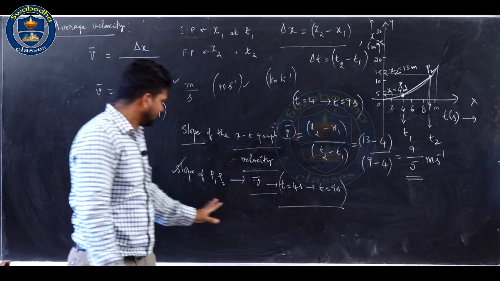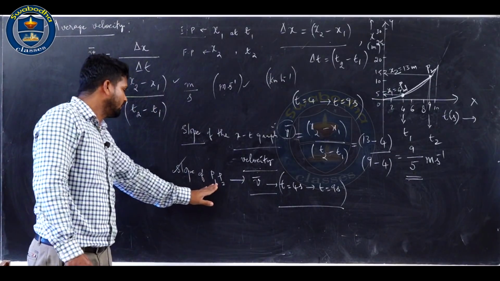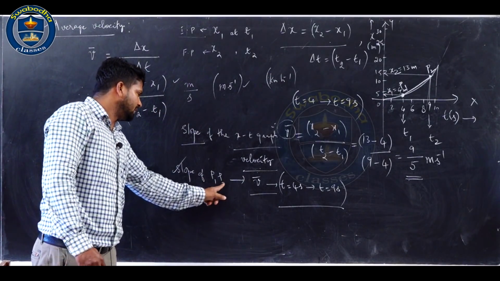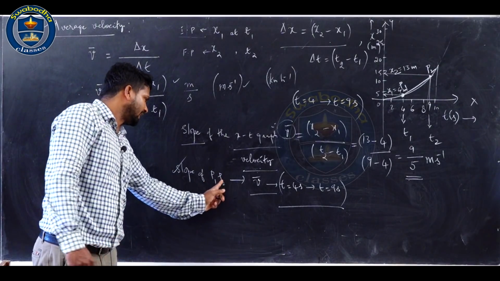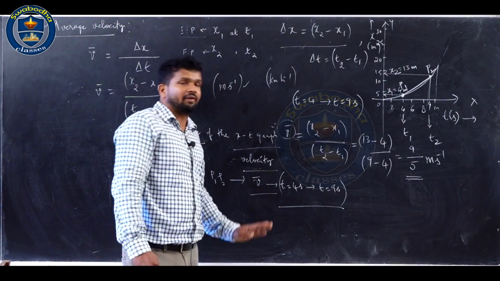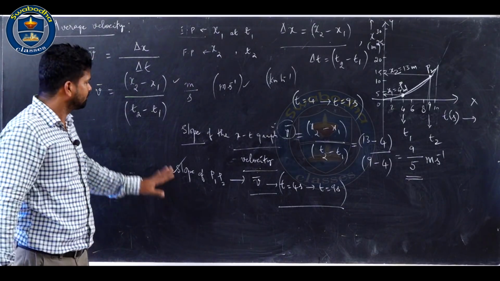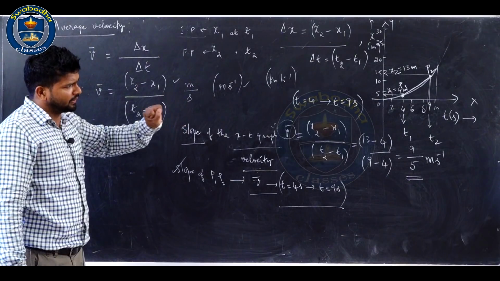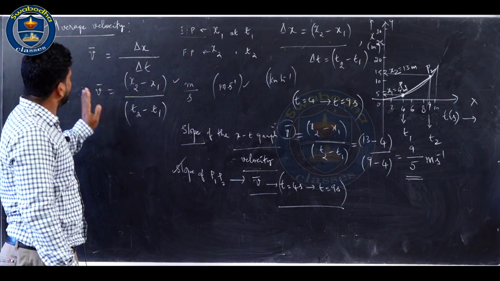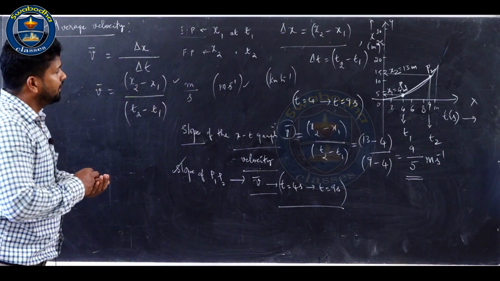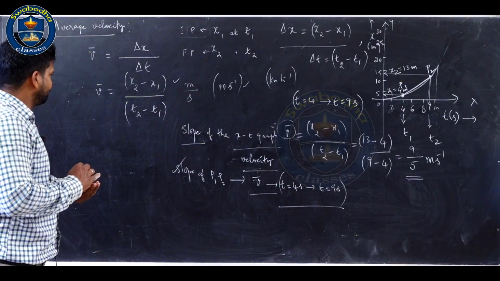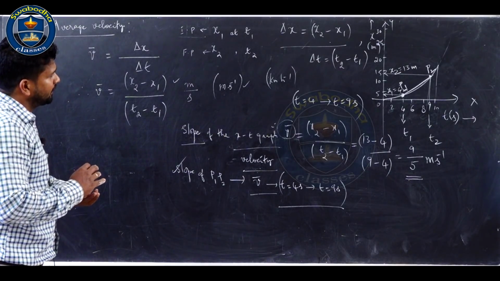So you will get the same answer if you calculate the slope of the straight line joining initial and the final position, that is, slope of the straight line P1, P2 gives you the average velocity over the considered time interval. So this is how we calculate average velocity using the xt graph. All right.